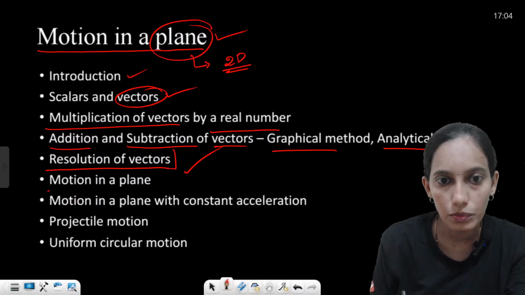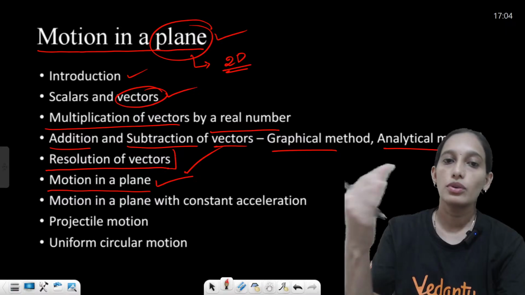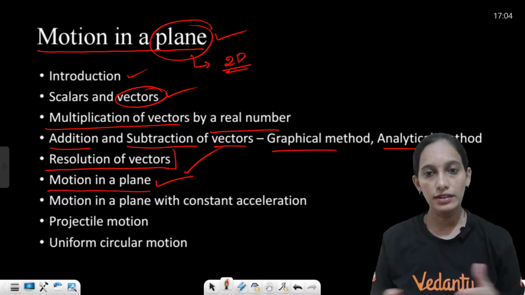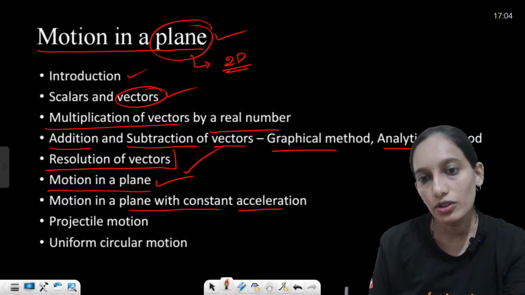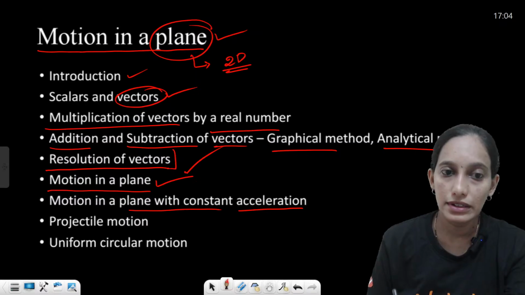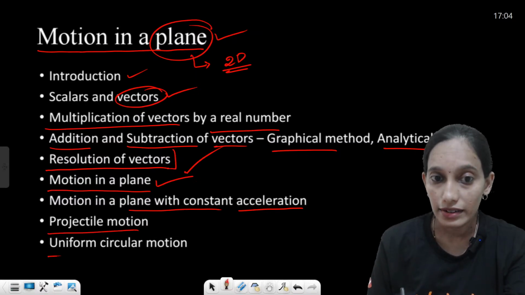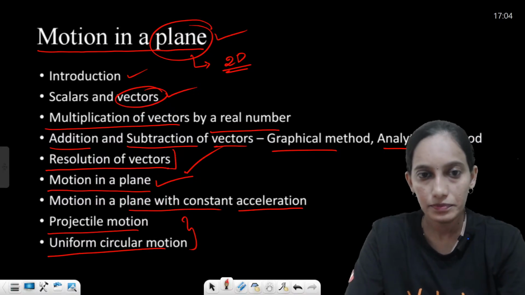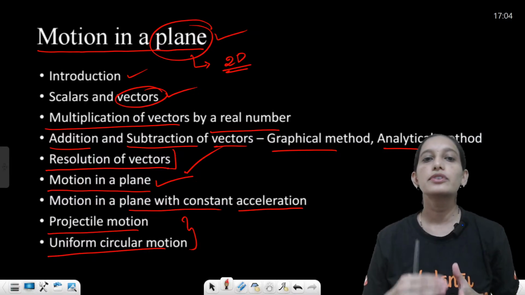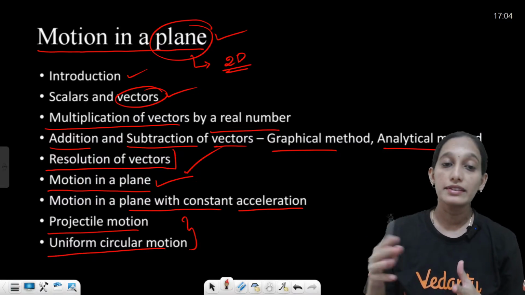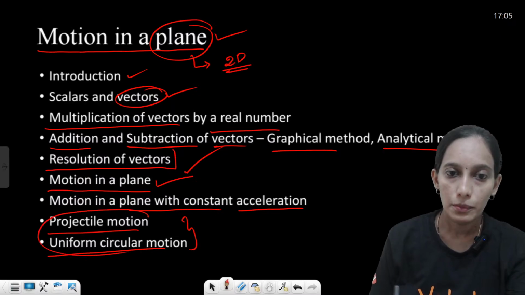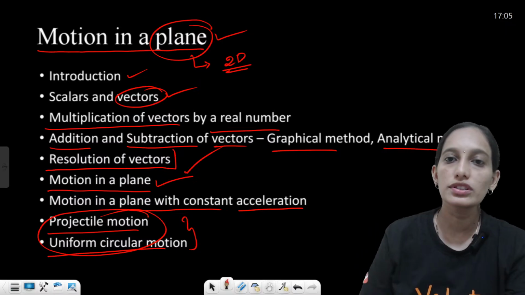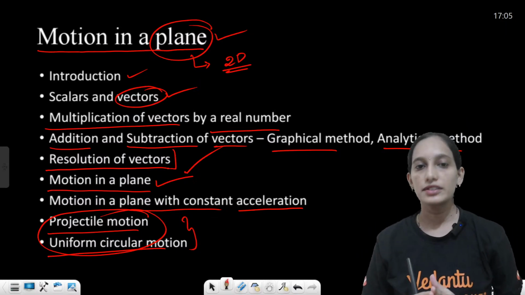Then we will be learning about motion in a plane. After learning the basics of vectors, we will learn about motion in a plane, and then motion in a plane with constant acceleration, and then projectile motion, and then uniform circular motion. These two are the best examples for motion in a plane. So after vectors we will move to motion in a plane, and there we have to learn in detail about projectile motion and uniform circular motion. So this is the basic subdivision in this chapter.